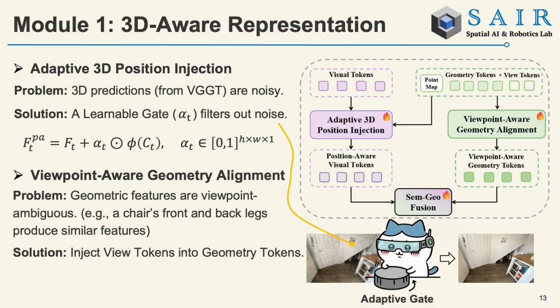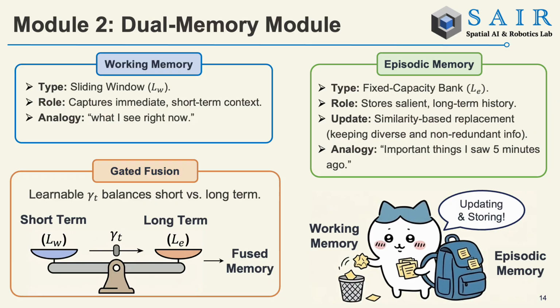The first module has two key ideas. Adaptive position injection uses a learned gate to keep reliable 3D coordinates and suppress noisy predictions. Viewpoint-aware geometry alignment adds view tokens to geometry tokens, distinguishing different camera angles. Cross-attention then fuses both streams into a stable 3D-aware representation. The second module separates short and long-term memory. Working memory is a sliding window over recent context. Episodic memory is a fixed capacity bank for earlier, important observations. A learned gate combines them, while similarity-based updates prevent redundant storage and keep computation bounded as the video grows.